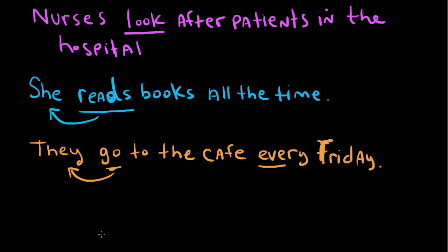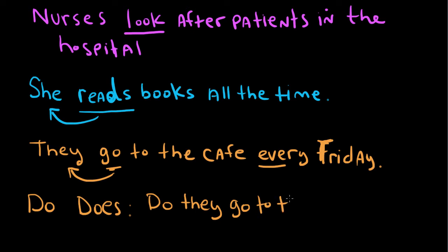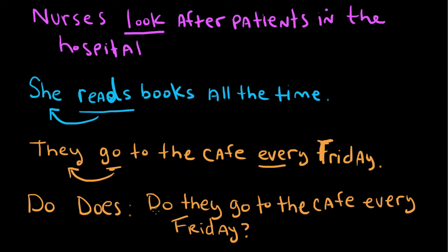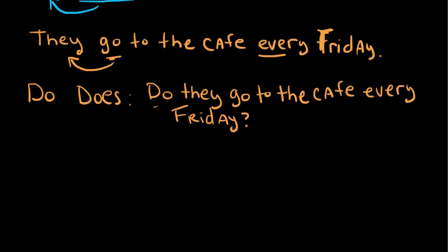So how do we make a question with the present simple? We use do and does. Let's look at an example of that. Do they go to the cafe every Friday? So that's a question in the present simple using do. We can also use does for questions in the present simple.